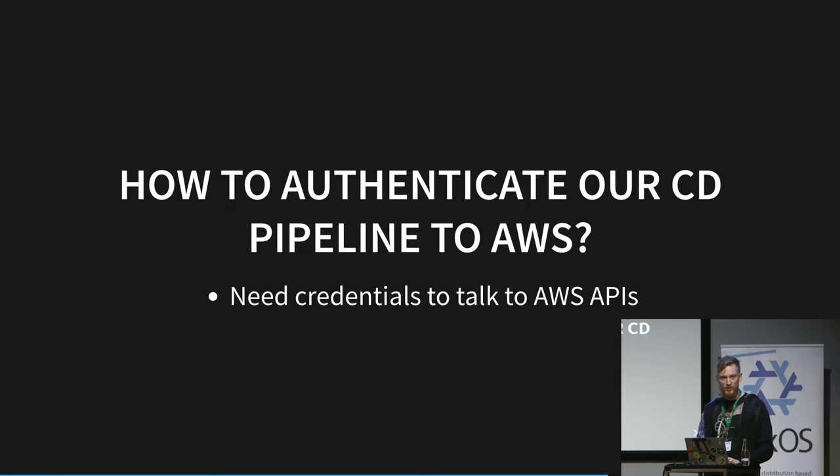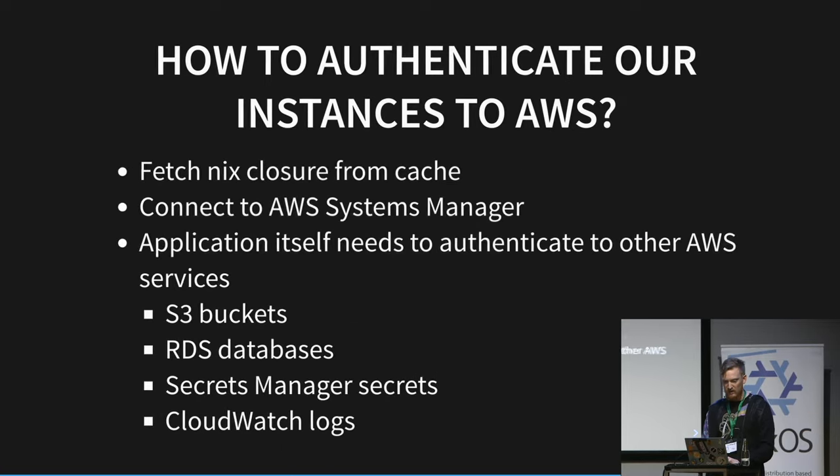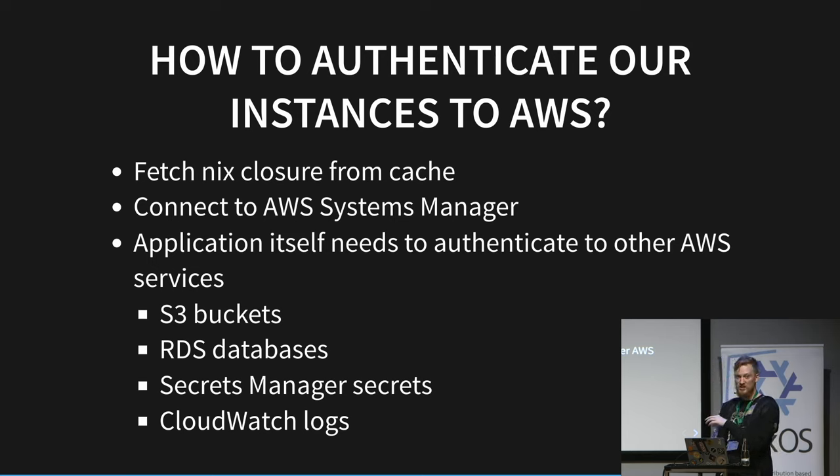Now the question is, how do we actually authenticate from our pipeline to AWS to do all these things? Before we were using just SSH to deploy, now we need to communicate with the AWS API. And similarly, our instances need to have permission to fetch their closure from the cache. They need permissions to connect to SSM. They might have other permissions like connecting to our database or to our logging stack.